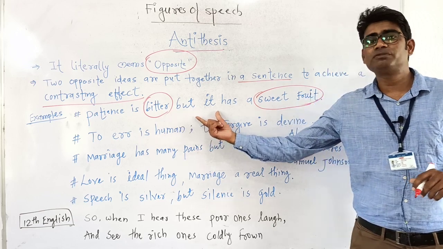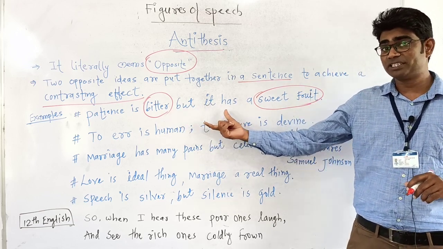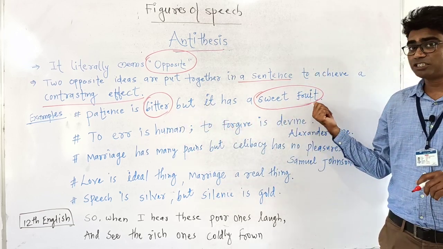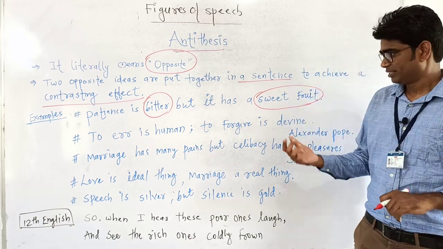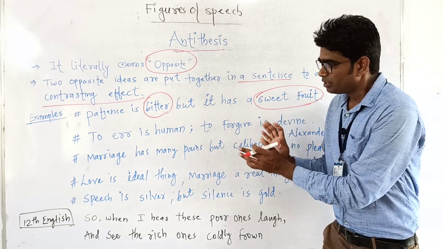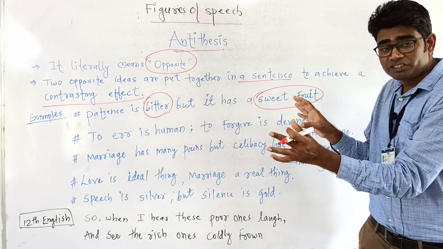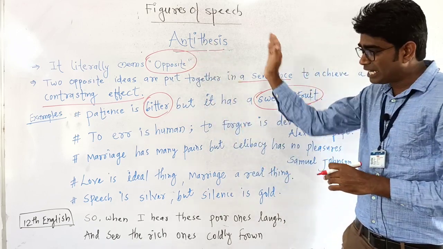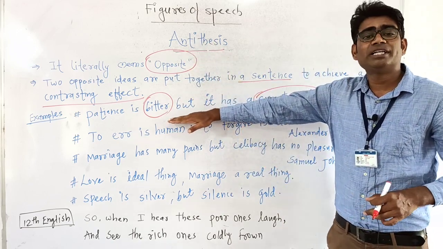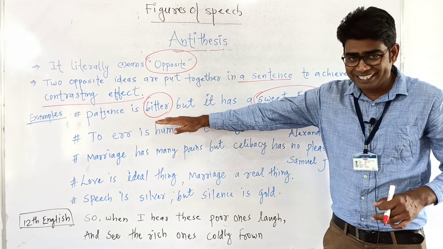So two opposite words, two opposite ideas put in a sentence, bitter and fruit. So it creates poetic impact. So that is why, when two opposite words or two opposite phrases or ideas are put in a sentence, it is called antithesis. So here the poet employed antithesis.